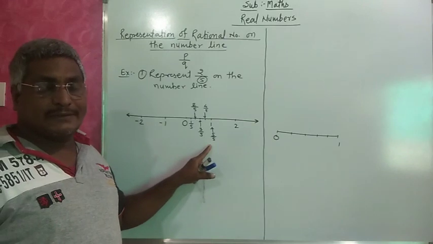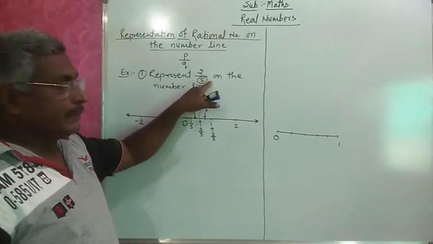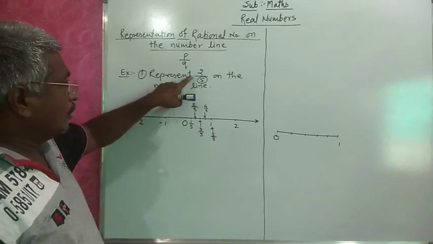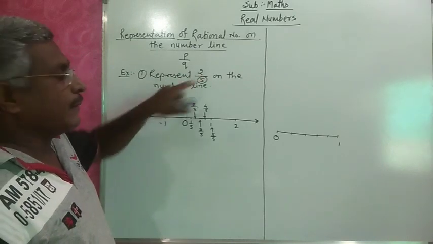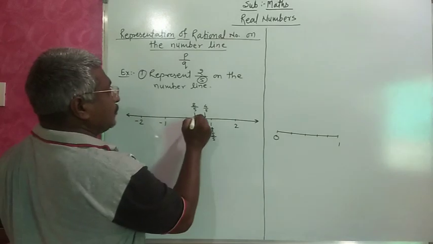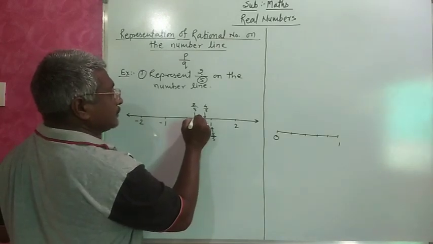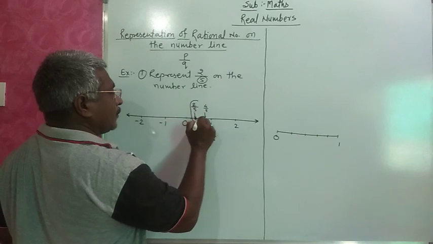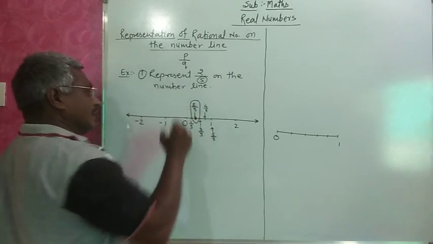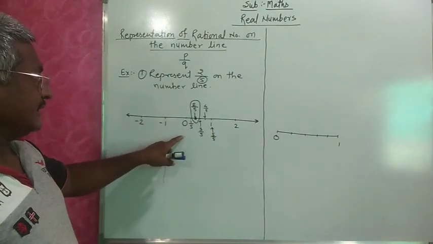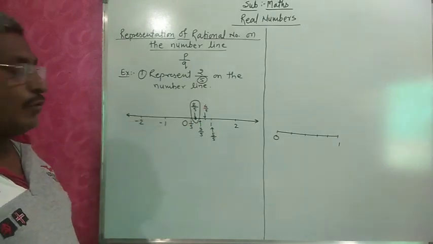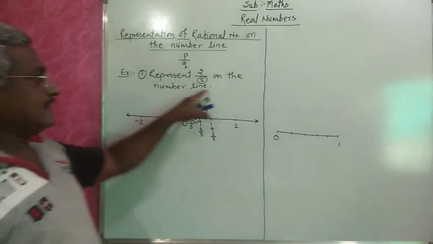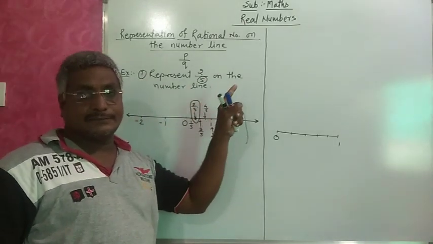Understood, students, how it is divided? Whatever the denominator is, that many equal parts have to be made. So which number do we have to represent? 2 by 5. Where is 2 by 5? This number. In this way we can represent 2 by 5 on the number line. Hope you understand, students, how to represent.